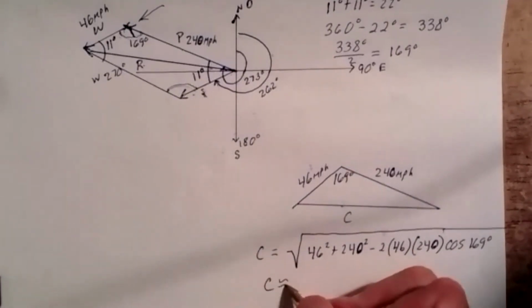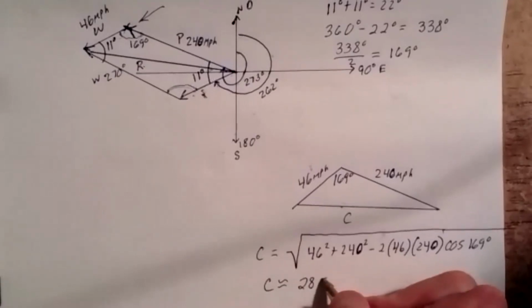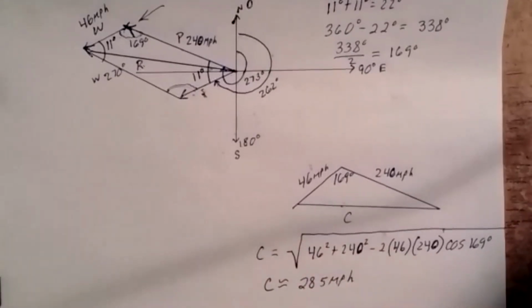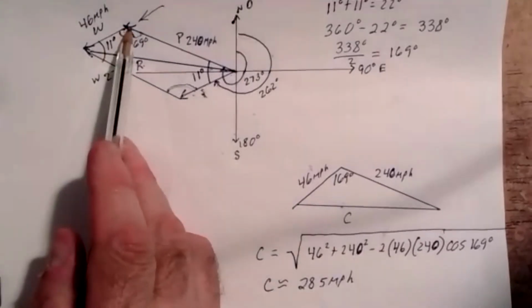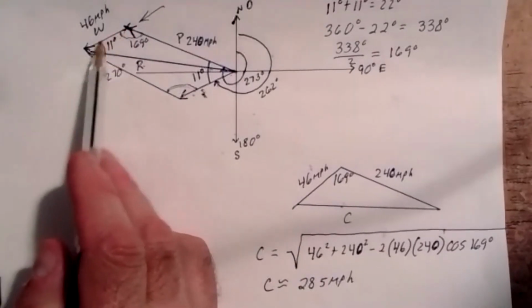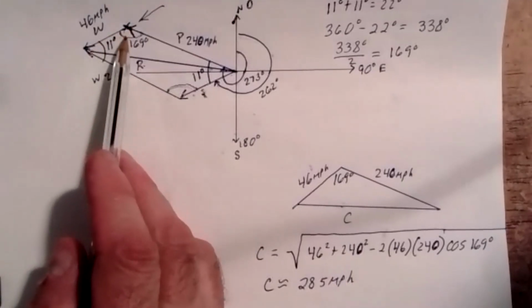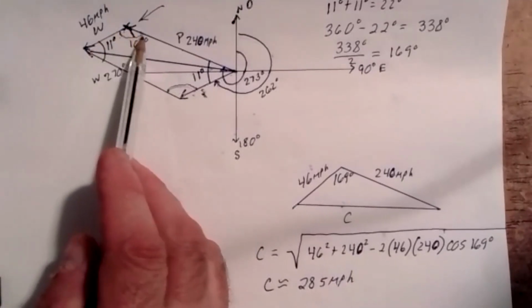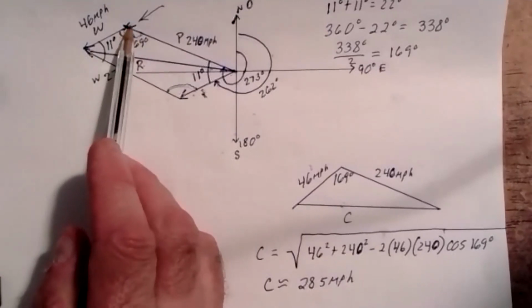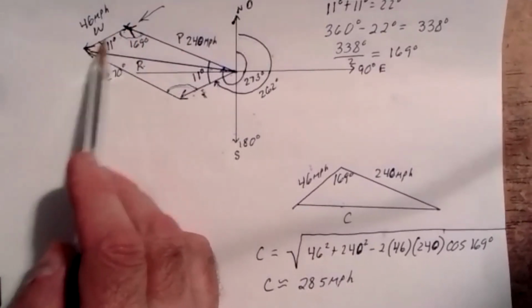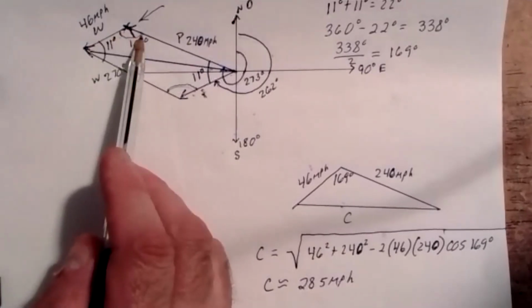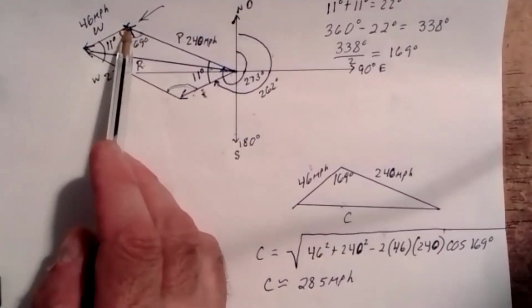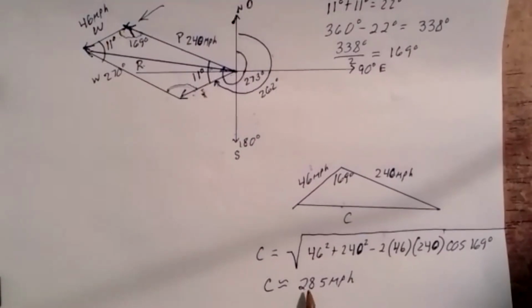All right, I'm getting a speed of approximately 285 miles per hour. So ladies and gentlemen, what's happening here is that a component of this 46 mile per hour wind is acting as a tailwind and speeding up the airplane a little bit. So the aircraft's actual true ground speed will be 285 miles per hour. That's its true ground speed.